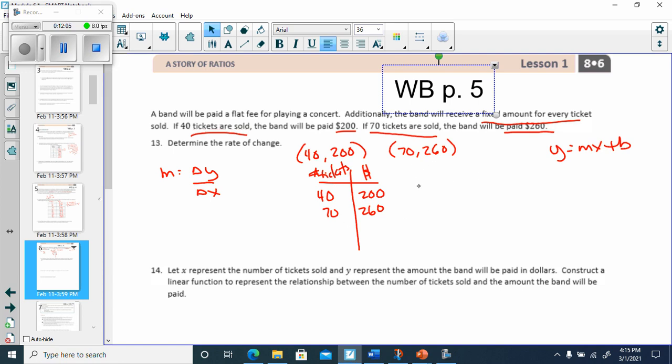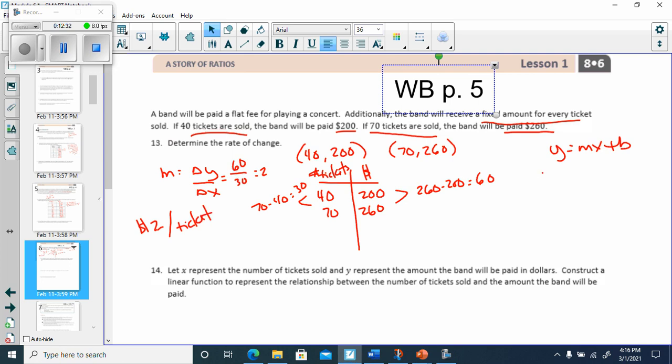So let's try this, guys. We know change in Y over change in X. So change in Y here is 260 minus 200, which is 60. Change in X here is 70 minus 40, which gives us 30. Okay? So change in Y over change in X here is 60 over 30, which gives me 2. That's $2 per ticket. Okay, that's what the band's going to get.